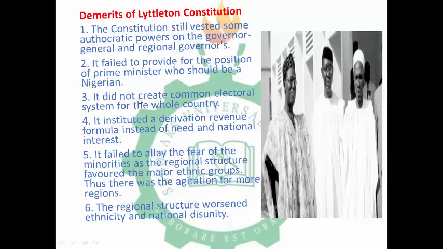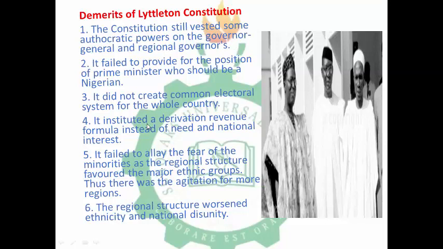Then the third one is that it did not create a common electoral system for the whole country. Now we said in the north, only male taxpayers were allowed to vote. What happened to the female? Why did the voters not involve both genders, male and female, as we had it in the western and the eastern regions? So this has shown us that there was no common electoral system in the whole country. And since we are talking about a federal system of government, to some extent there should be uniformity in the electoral system, and that is a disadvantage that affects the electoral system in the country.